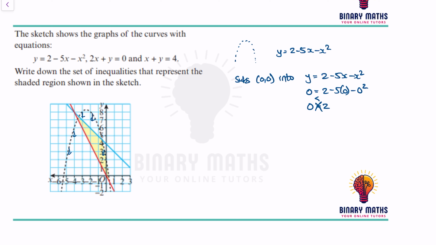Now, we're not going to include the equal sign because it's a dashed line. So remember, it's a dashed line, dashed curve. Therefore, it's either going to be less than or greater than, but we've just worked out it's less than. So that means the equation must be y is less than 2 minus 5x minus x squared. So that's the first one, the curved one.